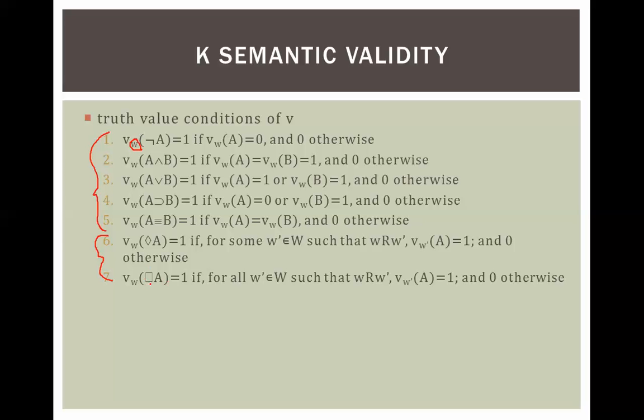This down here says necessarily A. So at our world, necessarily A is true if for all worlds that we're related to, in which W is related to W prime, A is true at W prime. So ice cream is delicious is necessarily true in our world if in all worlds that we are related to, ice cream is delicious, and it's false otherwise.